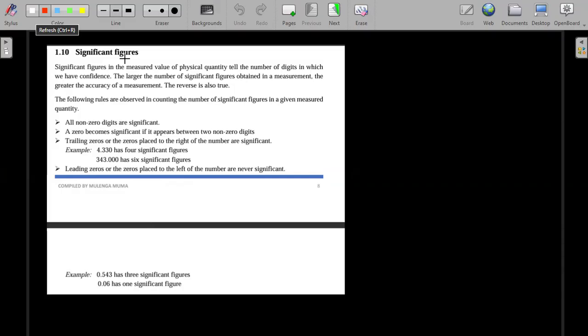What do we use significant figures for? What are they used for, significant figures? What are they?